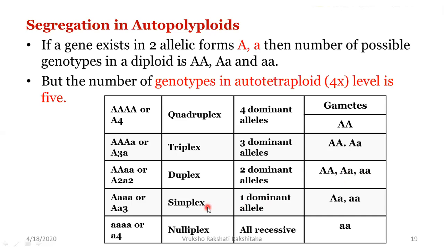Now, in case of simplex with only one dominant allele, there are two types of gametes formed: capital A small a and small a small a. And in case of nulliplex, there is only one type of gamete produced, small a, small a.